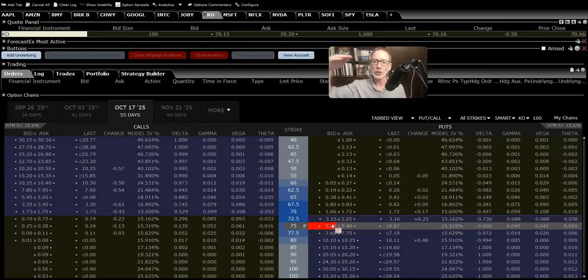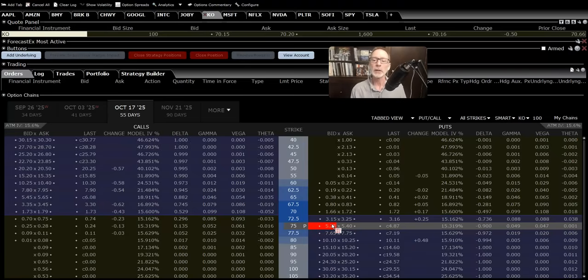Let's just say Coca-Cola finished at $73 per share at expiration. You'd get to buy the shares, and you have your $69.70 per share cost basis. You could turn around and just sell them out at $73 and lock in your gain that way. Or you can hold on to the shares and let Coca-Cola ride up for however long you want.